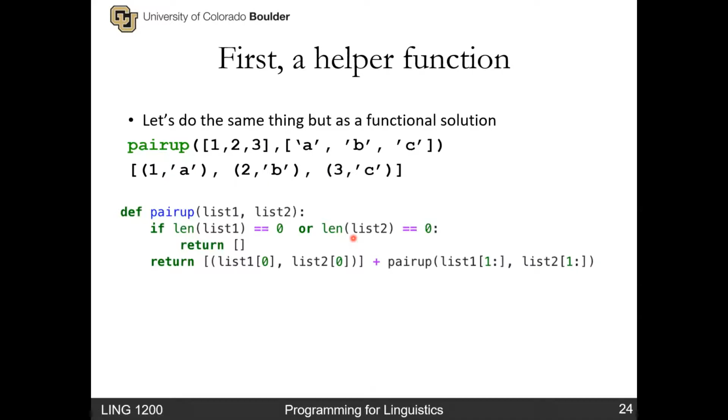So when the length of either of them gets to 0, we're going to stop. That's our base case. We don't want to do any more pairing, ignore any extra items, and we'll return this empty list. And the empty list will get concatenated to the previous pairing, which would have been the last element of the list, and that would be concatenated with the previous, and so on and so forth. We'll return up the stack until we have this long list of tuples. So this is a functional solution to our helper function.